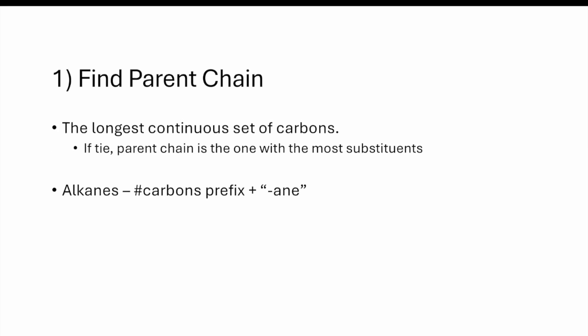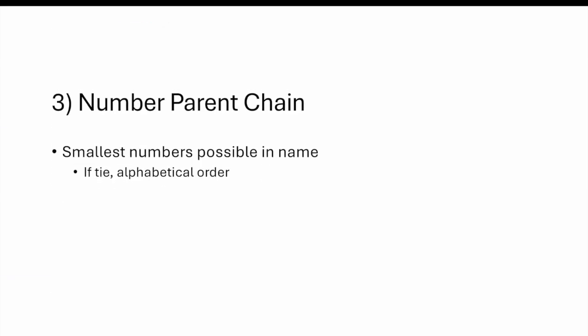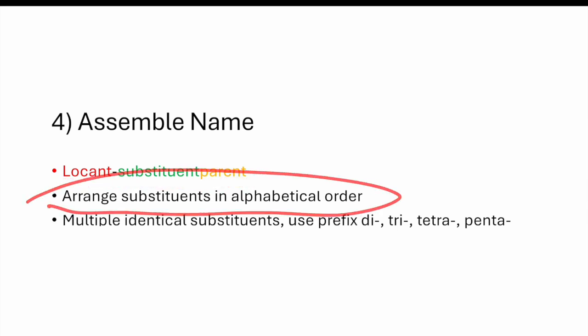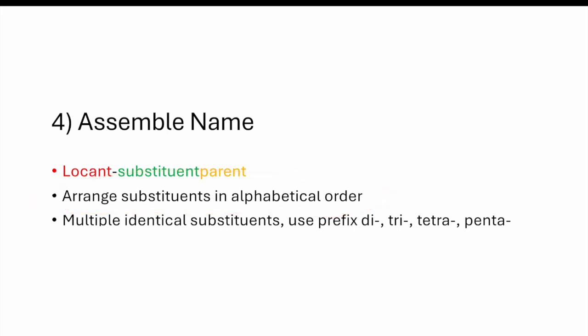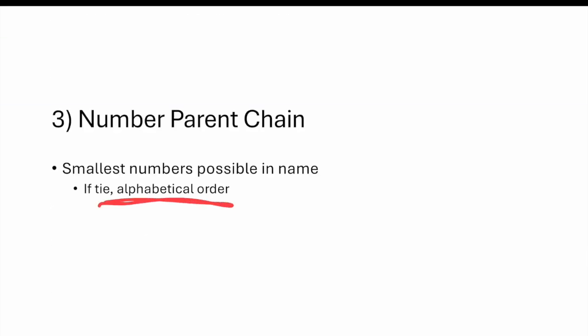So find that parent chain, find and name your substituents. Again, in this case, we only have these alkyl substituents, but we'll introduce more as we go through the course. You're going to number your parent chain. We want the smallest possible number in the name, and then assemble it all together by arranging your locant, followed by your substituent, and then your parent chain. If you got multiple substituents, you arrange them in alphabetical order. All right. We also talked about these special cases where if you have a tie in your parent chain, you're going to pick the one that has the most substituents. And if there is a tie in your numbering scheme, then you break that tie with alphabetical order.